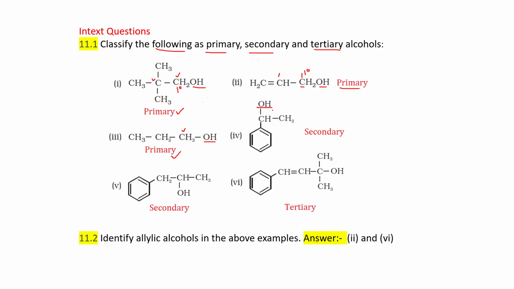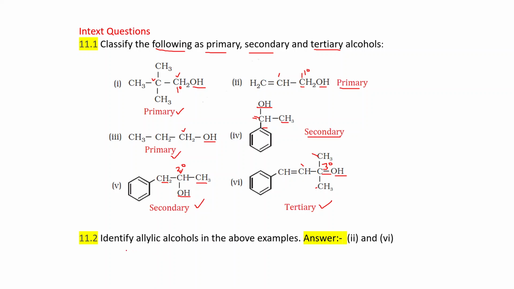Now in this case, this OH is attached to this carbon, and this carbon is attached with two other carbons, this one and this one. That's why this carbon is secondary, and OH is attached to a secondary carbon. That's why this is a secondary alcohol. Now in this case, this OH is attached to this carbon, and this carbon is attached with this one and this one. That's why we can say this is a secondary carbon, and hence the alcohol is also a secondary alcohol. Now this carbon attached with this OH is attached with 1, 2 and 3 other carbons. That's why this is a tertiary carbon and the alcohol is tertiary.